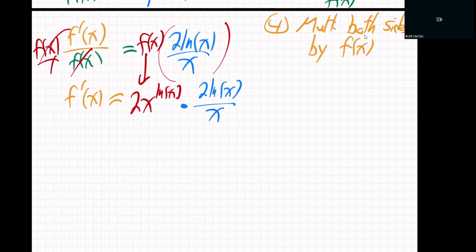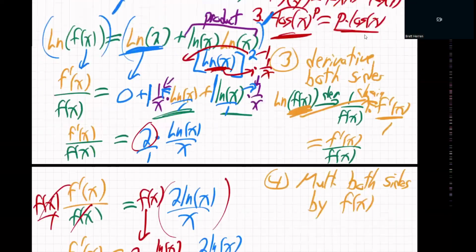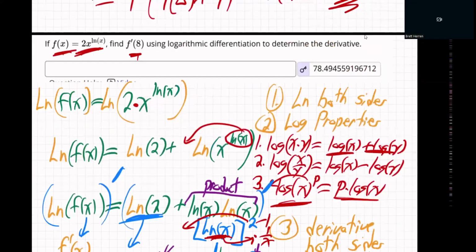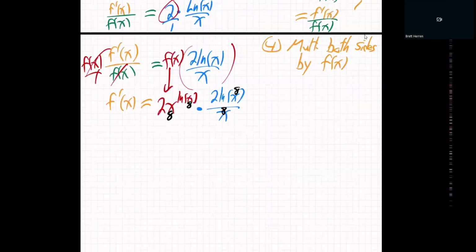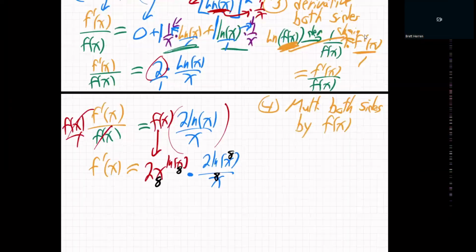Whew, there's the derivative. Now, last thing they want us to plug in 8, huh? So let's plug in 8. So now you take your calculator and you plug in an 8 there, an 8 there, an 8 there, and an 8 there. And hit the buttons on your calculator and you've got it. There we go. There's the derivative by logarithmic differentiation.